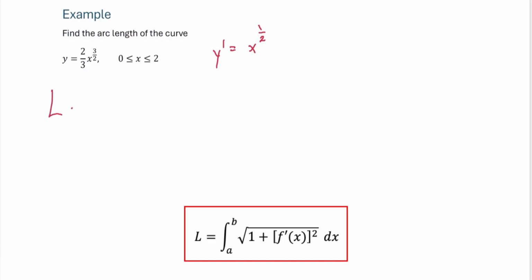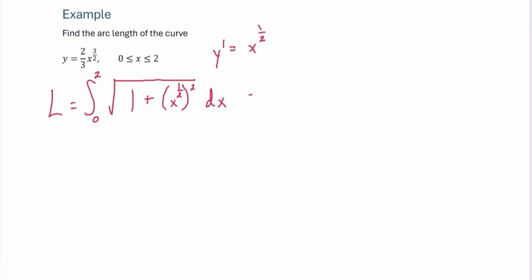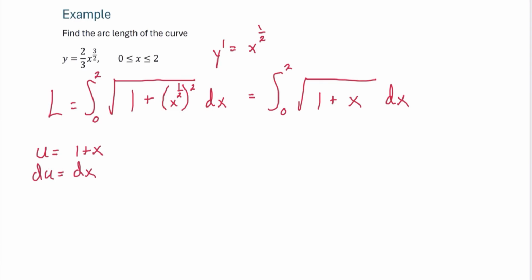Now the length of that arc is the integral from 0 to 2, using the bounds that we were given, of the square root of 1 plus the derivative x to the 1/2 squared dx. We can rewrite this as the integral from 0 to 2, square root of 1 plus x dx. Let's do a u substitution. We'll let u be 1 plus x. Then du is simply 1 dx.